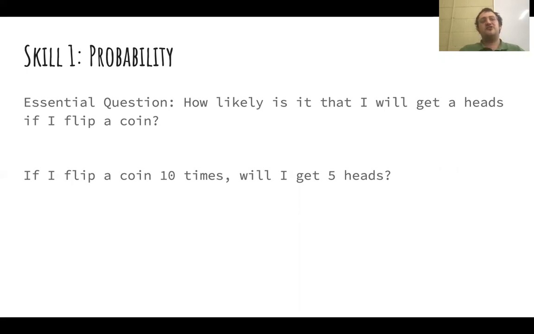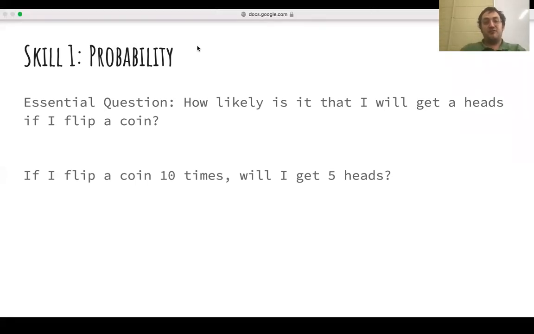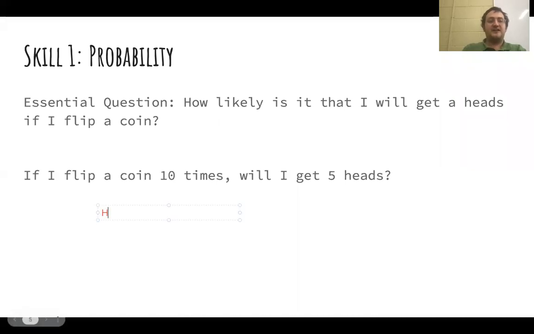One question that we might ask is, if I flip a coin 10 times, am I going to get 5 heads in the 10 coin flips? I can actually just take this quarter, for instance, and flip it 10 times. So let's say, just to save you a little time, that I got head, head, head, tail, tail, head, head, tail, head, tail. So I had 6 heads and 4 tails.